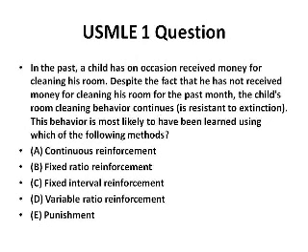Okay, and let's look at one more question. In the past, a child has on occasion received money for cleaning his room. Despite the fact that he has not received money for cleaning his room for the past month, the child's room cleaning behavior continues. That is to say that it is resistant to extinction. So this behavior is most likely to have been learned using which of the following methods? A, continuous reinforcement. B, fixed ratio reinforcement. C, fixed interval reinforcement. D, variable ratio reinforcement. Or E, punishment. Well, obviously it's not E, it's not punishment.